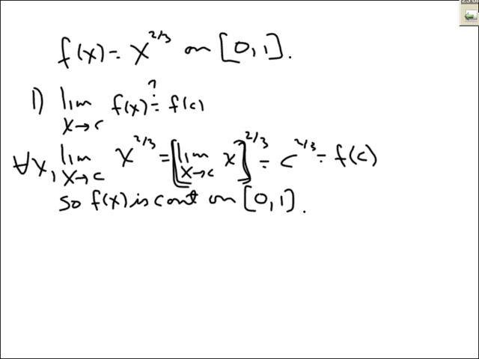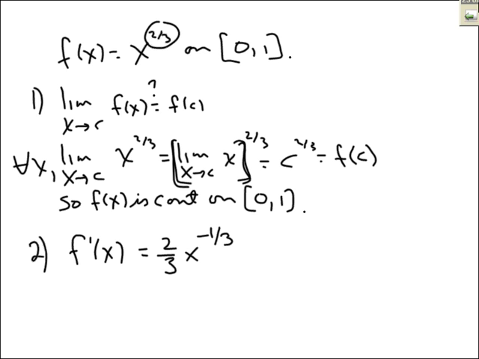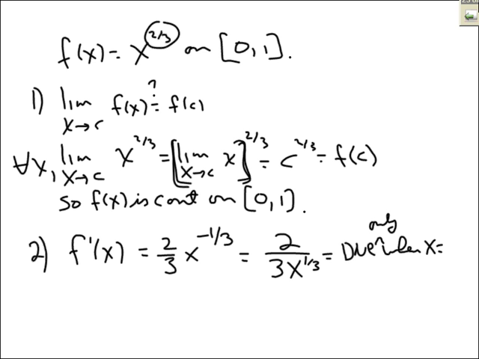Okay. Number 2, differentiable. F prime of x is bring down the power, make the new power 1 less. Subtract. Top minus bottom is -1 over the same denominator. So this is 2 over 3x to the 1/3, which does not exist only when x is 0.